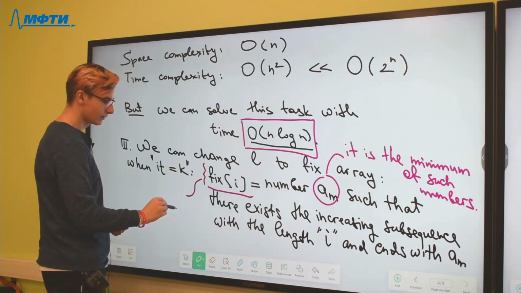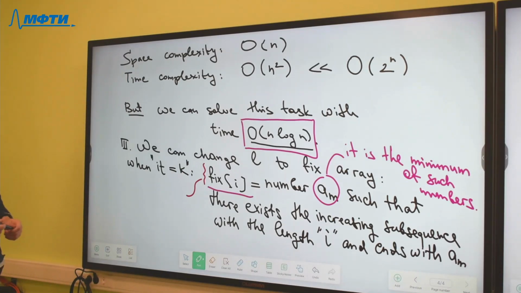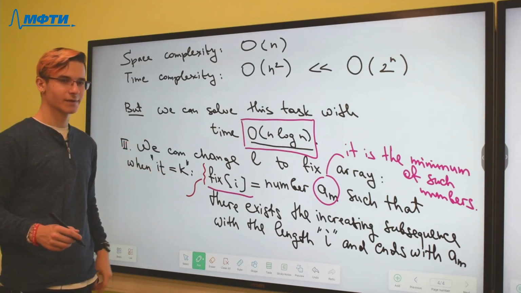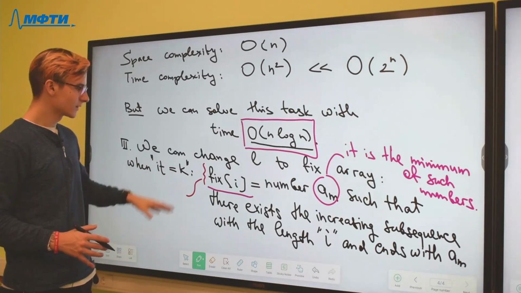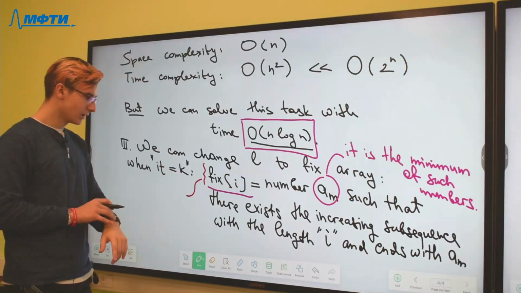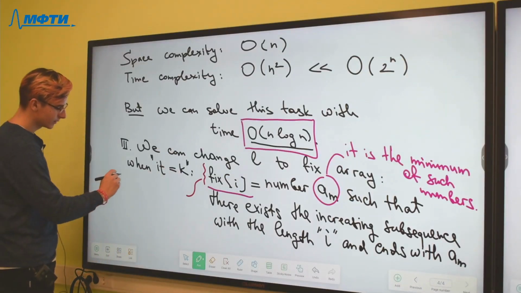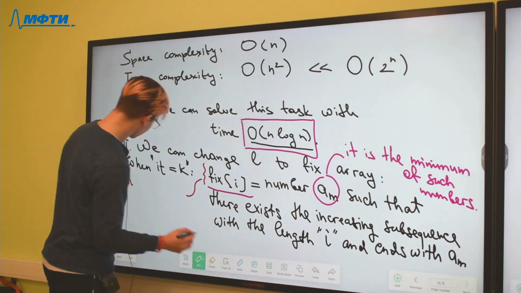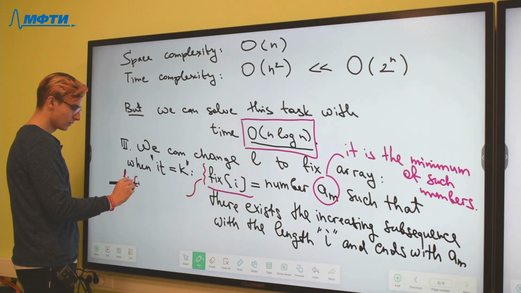We say initially that this array has a very important property. Do you know what this property of this array is? Can you look at this definition and say what we can say about these two numbers?